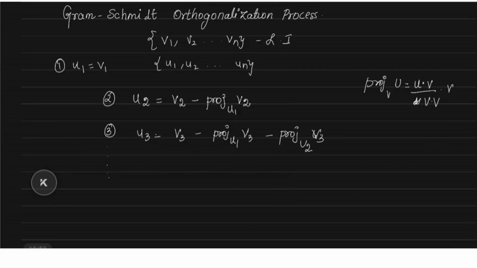Now finally the kth term: uk is equal to vk minus the summation of the projection of vk on uj, where j lies between 1 and k minus 1. So we find u1, u2, u3, uk using these formulas. u1 is directly the first linearly independent vector. u2 is v2 minus the projection of v2 on u1. Likewise you have u3 and the general form. So this is the process of finding your orthonormal vectors.